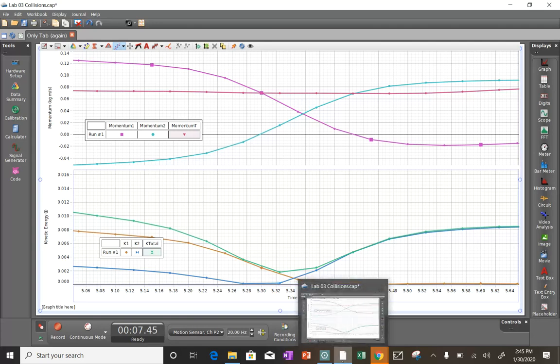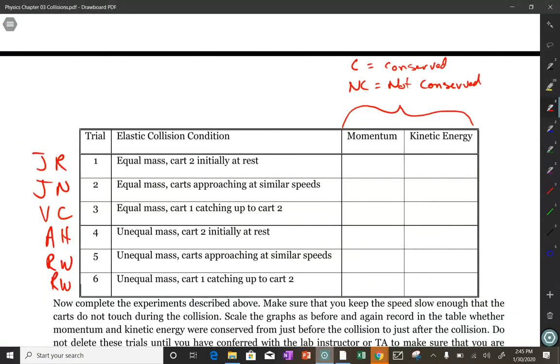So I'm going to our data and I'm putting conserved and not conserved, even though I know this should have been conserved. I'm putting what my data said. Right? I'm not making up data.